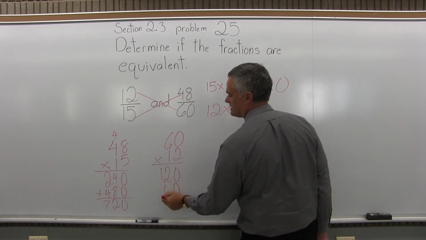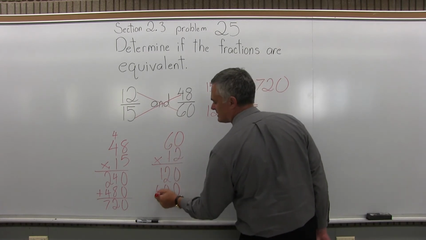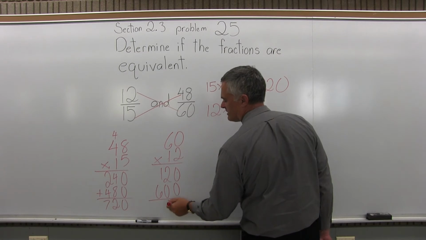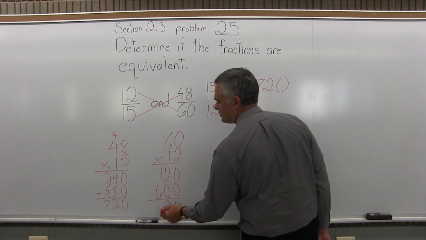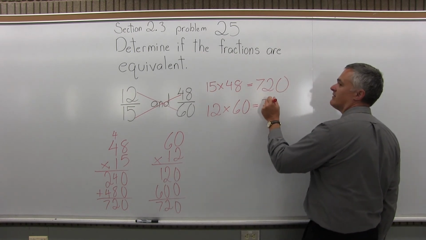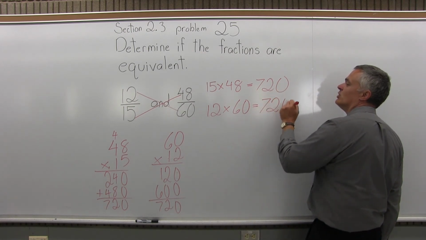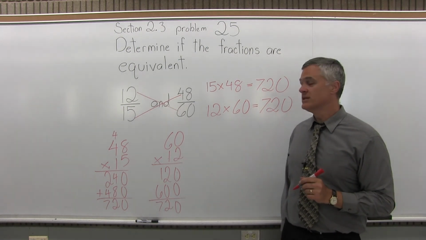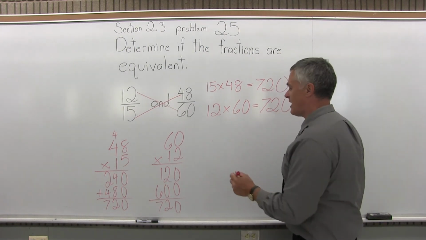1 times 0 is 0. 1 times 6 is 6. And now add the results together. 0 plus 0 is 0. 2 plus 0 is 2. 1 plus 6 is 7. So that gives me 720. You get the same result. You get 720 both ways. So these two fractions are equivalent.